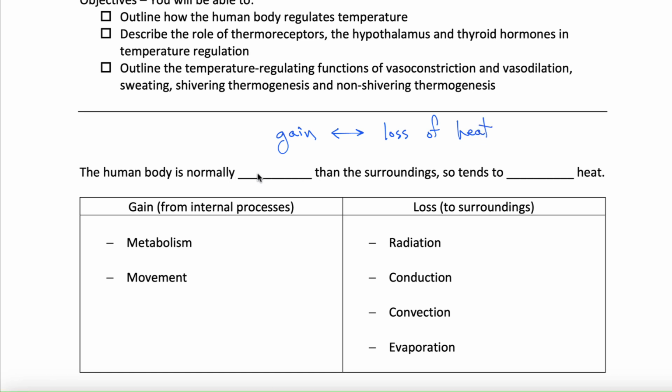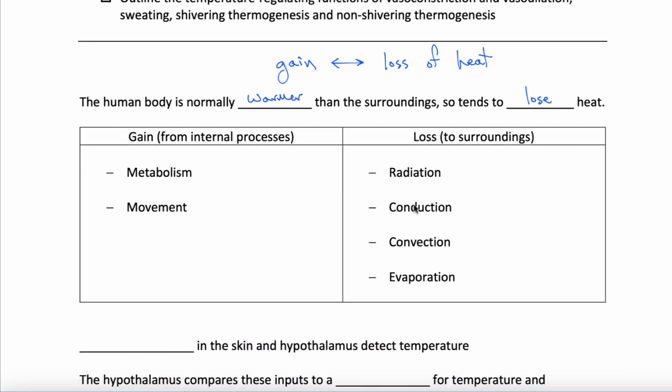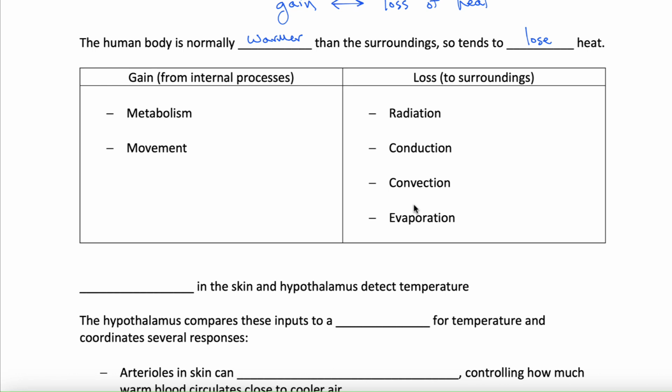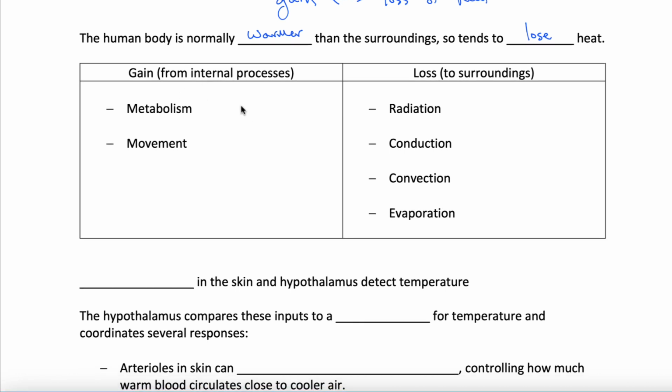Now, the human body is normally warmer than its surroundings, and so tends to lose heat because heat flows from warmer objects to cooler objects, and so I'm going to focus here on how it negotiates that. First, let's talk about how heat is gained and lost in the body. Well, gain is largely from internal processes. Again, if we're assuming the environment is cooler than the body, then the heat that is being gained by the body is actually coming from its own actions.